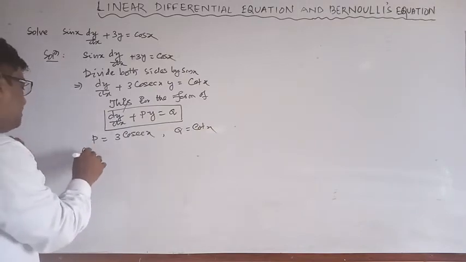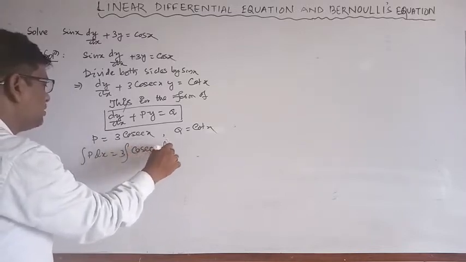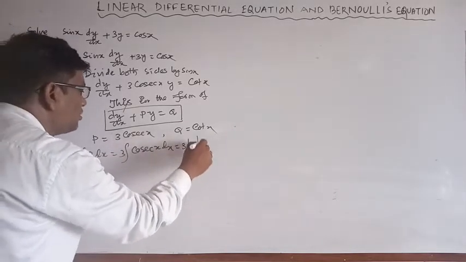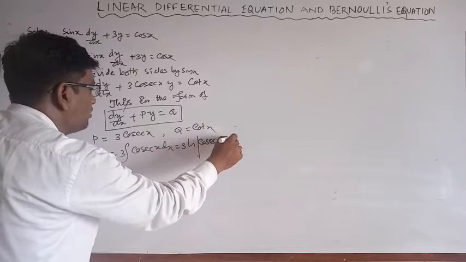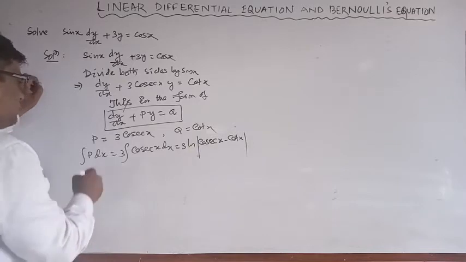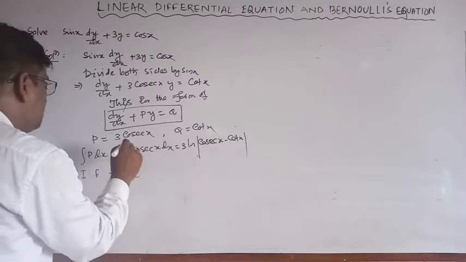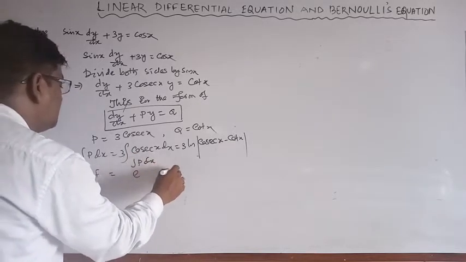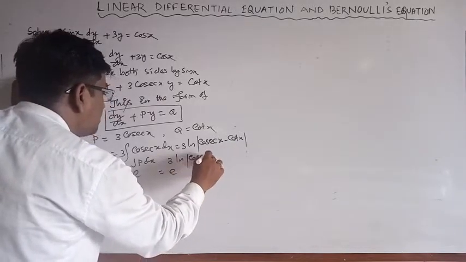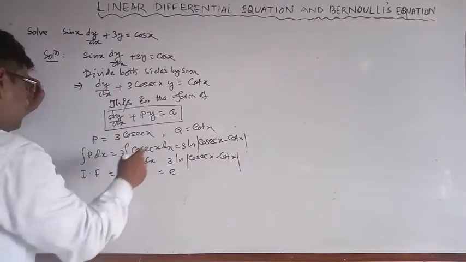Now integration of p dx is equal to integration of 3 into cosec x dx. What is integration of cosec x? That is equal to 3 into log of cosec x minus cot x. Then the integrating factor IF is equal to e to the power integration of p dx, that is e to the power 3 into log of cosec x minus cot x. Clear?